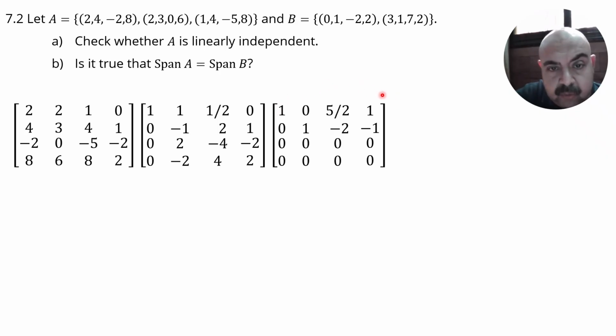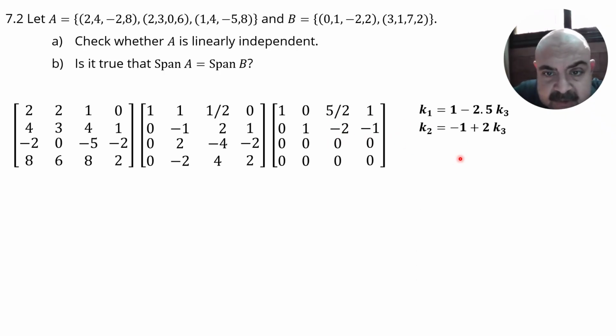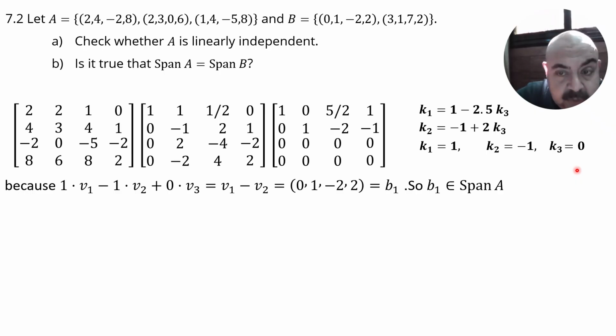K1 will equal the value of K4, and same way for K2, it will equal, as you can see, negative 1 minus 2 plus 2 times K3, as you can see, that's for K1 and K2. K3 is already equal to 0. That's the value of K1 is equal to 1, K2 is equal to negative 1, and K3 is equal to 3, I'm sorry, to 0.